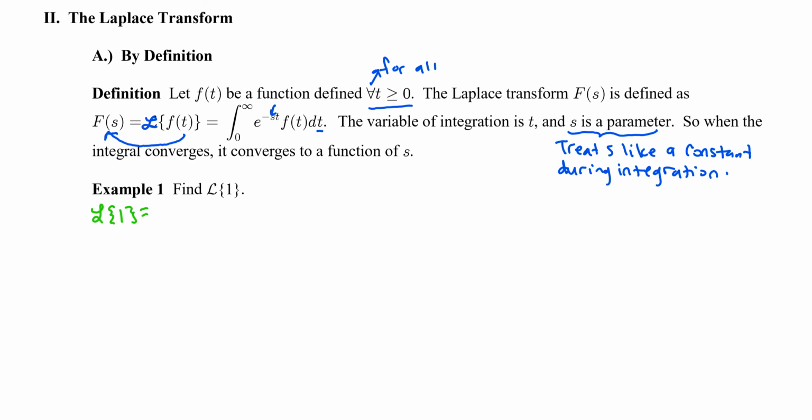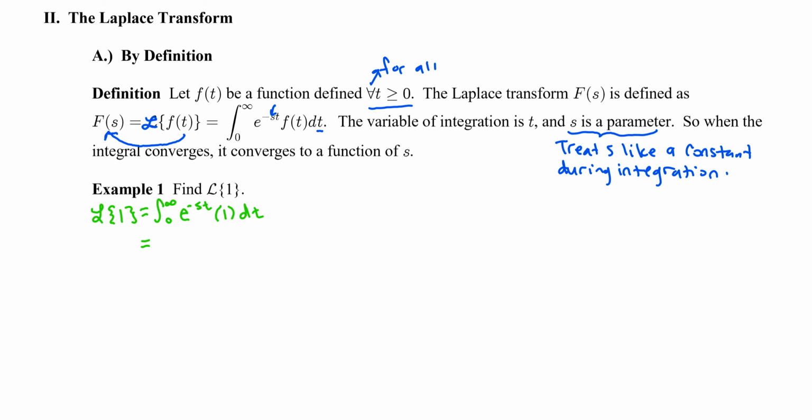Following the definition stated above, this is the integral from 0 to infinity of e to the negative st times f of t, which in this case is 1, dt. So we're integrating with respect to t. Now, this is what we call an improper integral because it has an infinite upper limit. So we're going to make it proper using a limit operator.